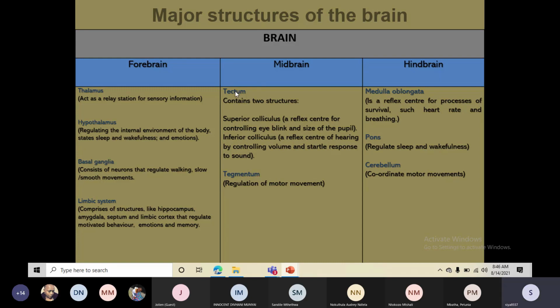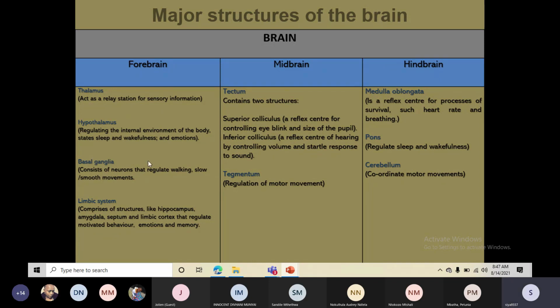Then the midbrain. In the midbrain, we have tectum and tegmentum. Tectum contains two structures, that is superior colliculus as well as inferior colliculus. Superior colliculus is a reflex center for controlling an eye blink and the size of the pupil. So tectum has to do with the eye, it's situated in the visual space. Inferior colliculus is a reflex center for hearing, controlling volume, and response to sound.